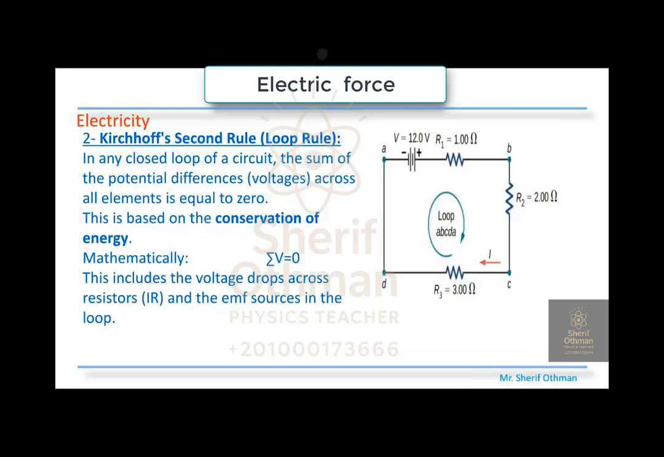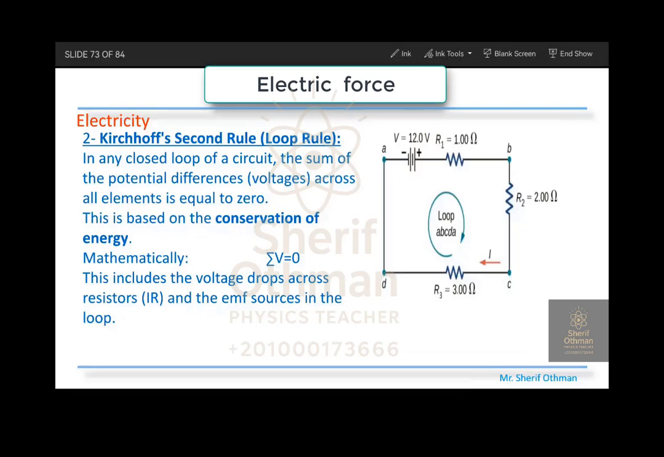Let's say that we can write Kirchhoff's second law this way. V is equal to summation of I R. So V minus summation of I R equals 0. Here is the Kirchhoff second law.